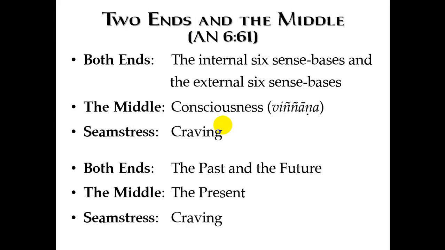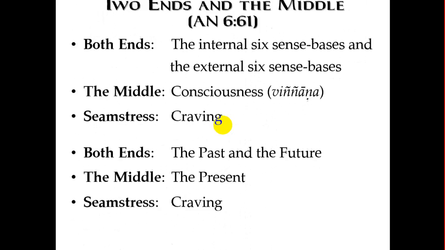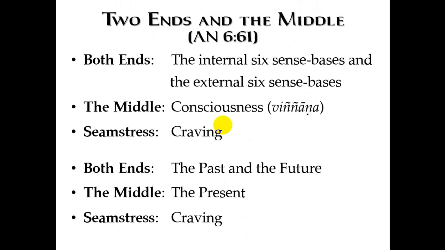Actually, the problem is craving, the seamstress. You met one person yesterday. Actually, the past is already gone, right? But you carry that story, that incident, in your mind. Craving is trying to tie your experience, your incidents from yesterday. So the past is one end, the future is one end, and the present is one end. So the craving is the seamstress.